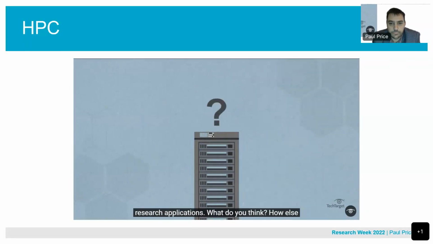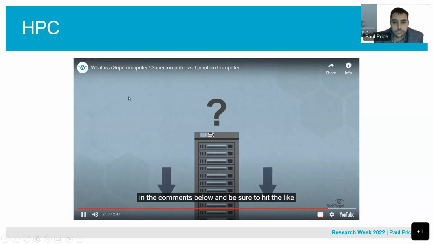What do you think? How else will supercomputers, perhaps those on the exascale, impact our lives? Share your thoughts in the comments below and be sure to hit the like button.